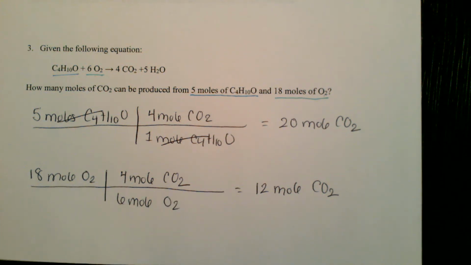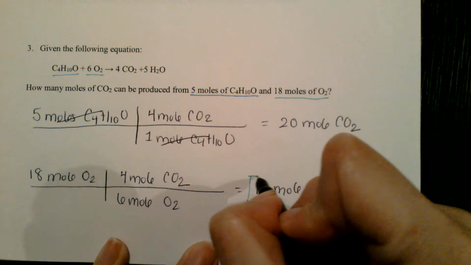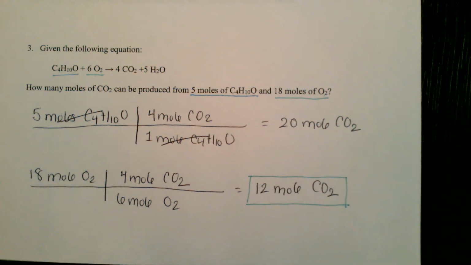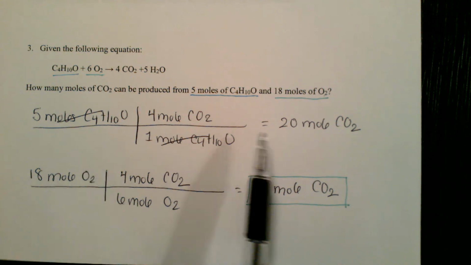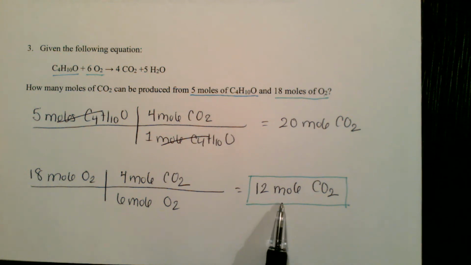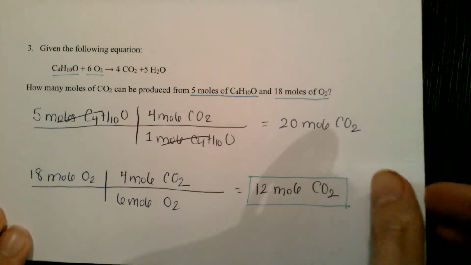So our answer is not both of them. Our answer is just one of them. It's the one that produces less. It's our 12 moles of CO2. We had to do this one here so we could compare, but we take the one that produces less, and that's our limiting reactant, and that determines how much of a product we can make.